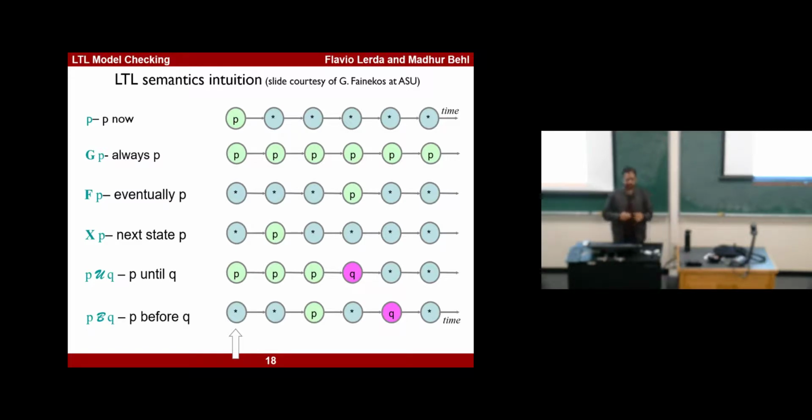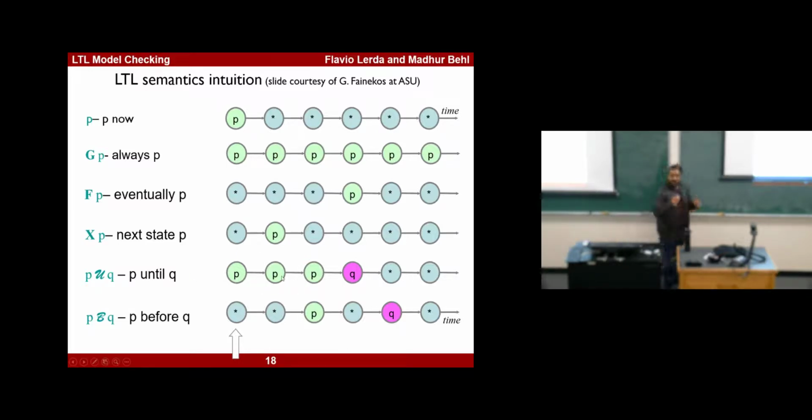So similarly, can someone else now try to explain what P U Q could be asking or describing? Yeah, right? So very simply, P until Q means we must see a Q at some point, and until that point, from now onwards, P must always be true. That's what P until Q is, and that's what the picture is also, right?